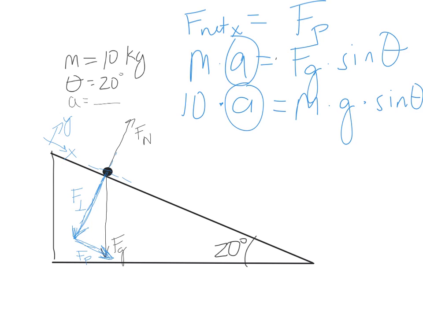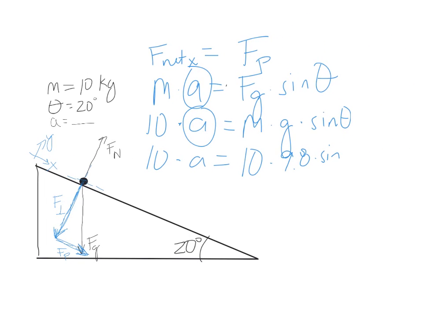So let's expand that out a little bit, and let's finish this off here. 10 times acceleration equals the mass, which is 10, times the acceleration due to gravity, 9.8, times the sine of theta, and theta is 20 degrees. This angle right here is 20 degrees, just like this angle. We found out yesterday why those two are equal. We're going to utilize that right now.